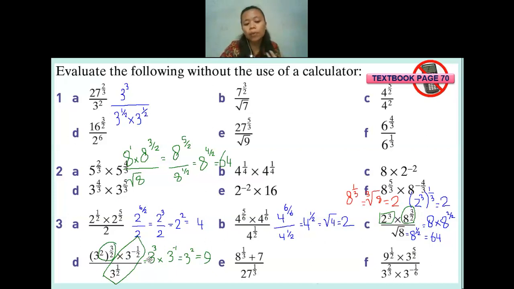Okay. For the question, there are so many ways of finishing the indices, depending on what laws you are going to use. For me, in question 3D, power meets powers. In here, we multiply the powers, right? 3 to the power of 2 to the power of 3 per 2. We can simplify them by multiplying the powers. 2 times 3 per 2 will be 3. That's why I get 3 to the power of 3 for the first bracket.